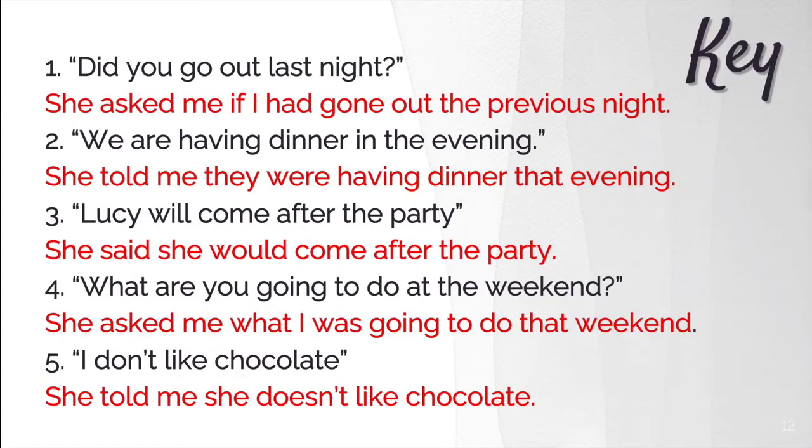So let's take a look at the second sentence. We are having dinner in the evening. She told me they were having dinner that evening. So in sentence number 2, we have the present continuous. Then in the indirect sentence, we would have the past continuous, right? So, we are having dinner. Remember to change the pronoun we to they. So they were having dinner, and then the time expression in the evening will change to that evening.